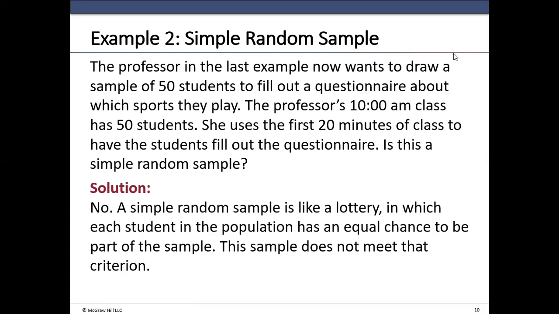No. A simple random sample is like a lottery in which each student in the population has an equal chance to be part of the sample. This sample does not meet the criteria because only students in the class are selected. The students outside the class are not selected. Therefore, this is not a simple random sample.